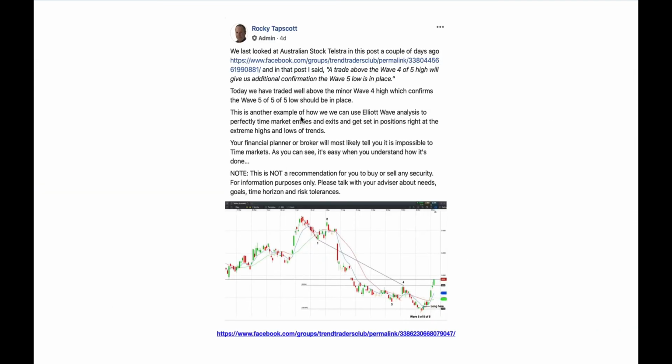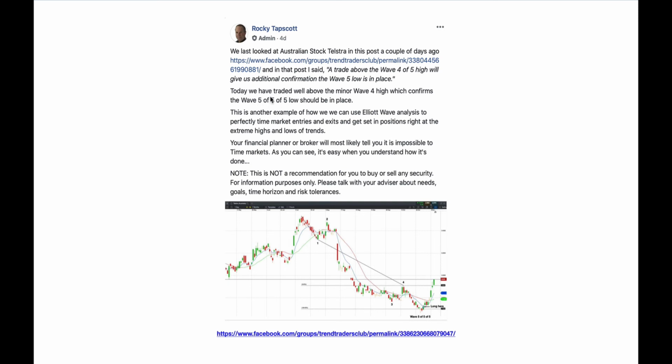This is another post a couple of days later. It said, we last looked at Australian stock Telstra in this post a couple of days ago. And in that post I said, a trade above the wave 4 of 5 high will give us additional confirmation the wave 5 low is in place. Today we have traded well above the minor wave 4 high, which confirms the wave 5 of 5 of 5 low should be in place. That actually should say wave 5 of E there, so I made a mistake in that. Either way, it's 3 levels of low in place here.